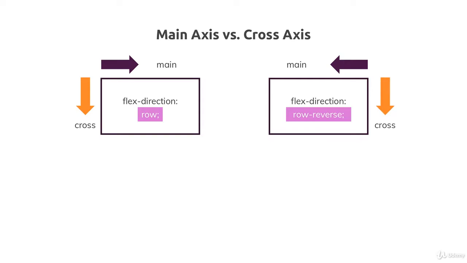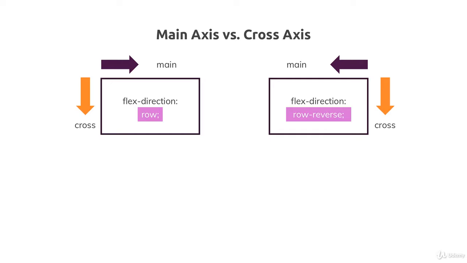As I said, they always have the same starting point, and goes to the right bottom corner. That's actually the first thing we have to understand about these two axes. We have a main axis and a cross axis, and depending on the value we apply to the flex direction property, the starting point and the finishing point of these two axes changes.